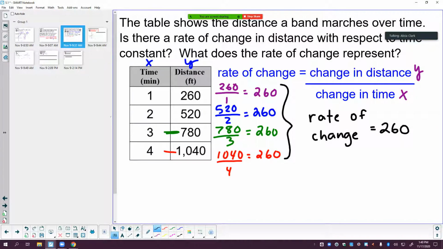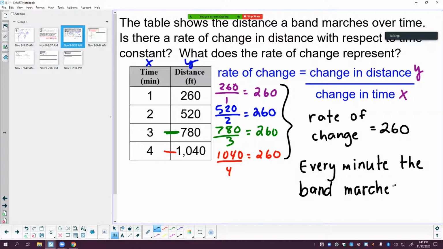Now it's also asking you what that represents. The time that went on went up a minute every single time. The distance went up by 260 every single time. So that means every minute the band marches 260 feet, or 260 feet per minute.